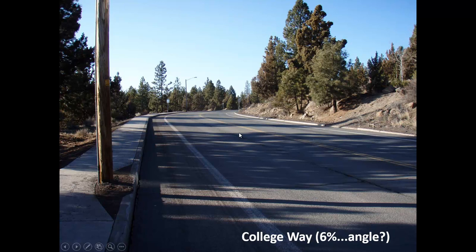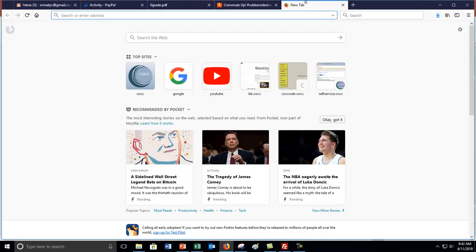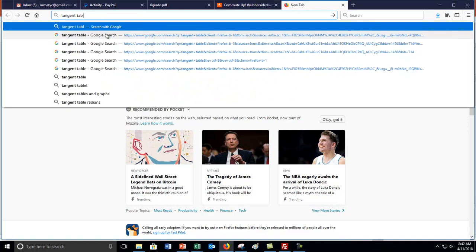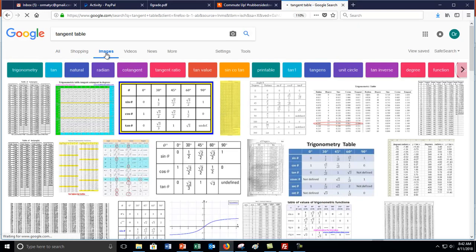What's the angle formed? Now, measuring the grade of this is challenging, and I'm going to get into that too in the next video. But for the angle formed, I'm going to show you the old school way of doing it, and then later on I'll show you the newer school way of doing it. The old school way involves us cracking open a web browser and searching for something called a tangent table. I'm going to do an image search for tangent table.